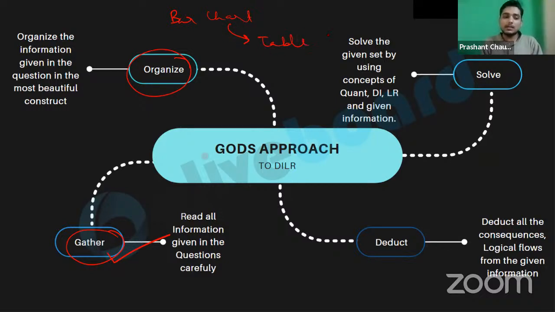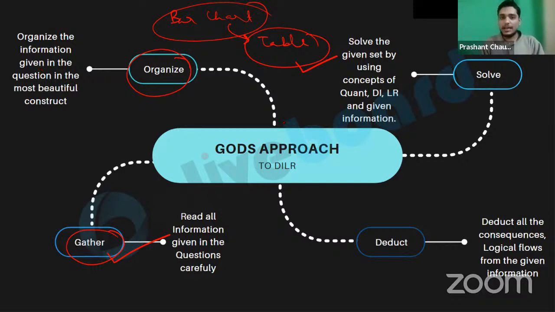Sometimes the question is only a paragraph. Then just take all the data from the paragraph and again make a table, make a bar chart, or just write on the paper. You don't even need to make a table; sometimes you just need to write on the paper. So the second step is to organize the information given in the question in the most beautiful construct you can think of. Maybe I can think of some other construct, but whatever works in your mind, just organize it in that.